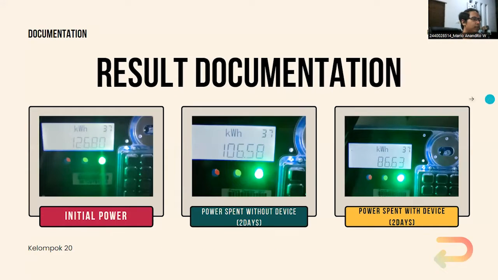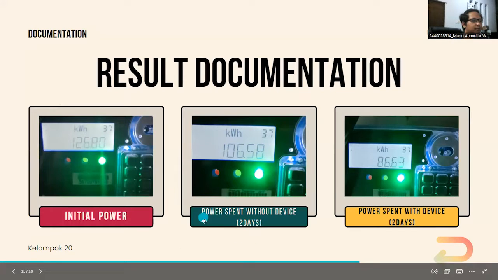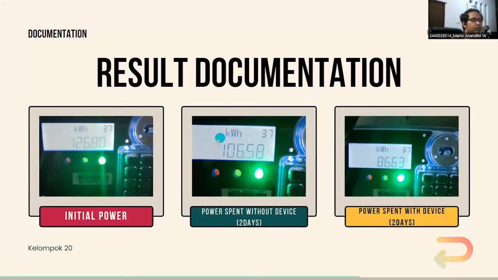In this document, we can see that the initial power before using our experiment is 126 kilowatts. Then after we spent electricity without using the device for 2 days, it became 106. And after this, we used the device and the power went down to 86 kilowatt hours.